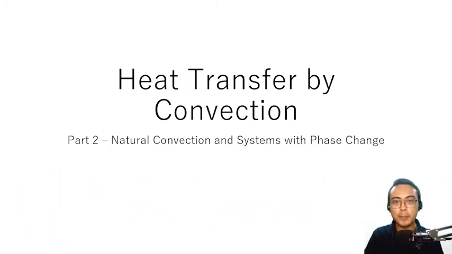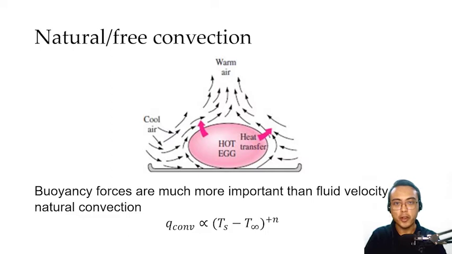So let's begin. Natural or free convection is a type of heat transfer wherein buoyancy forces are much more important than fluid velocity. To put that into simple terms, in natural convection, we are not interested in the velocity of the fluid transferring the heat. That's because the velocities involved in natural convection are negligibly small compared to those in forced convection. Okay? In natural convection, what's more important is the resulting movement of the fluid due to temperature changes between a body and a fluid.